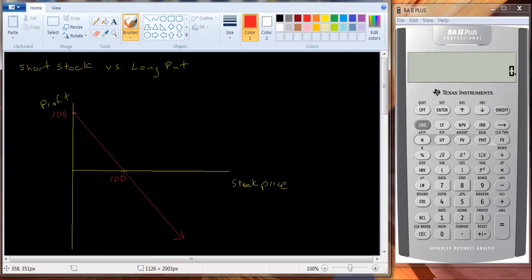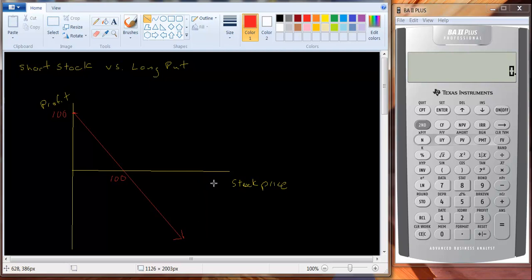Of course, if the price goes up, you're in big trouble. If the price goes to 110, you sold it for 100, so you're going to have to buy it back for 110. You're going to lose $10 a share. And that brings in what we call a put option. A put option, like a call option, gives you the right but not the legal obligation, if you own the option, in this case, to sell the stock for $100.